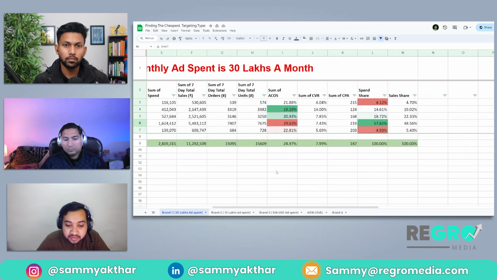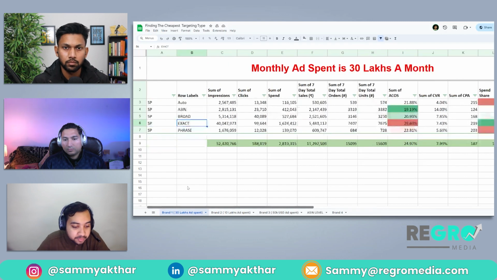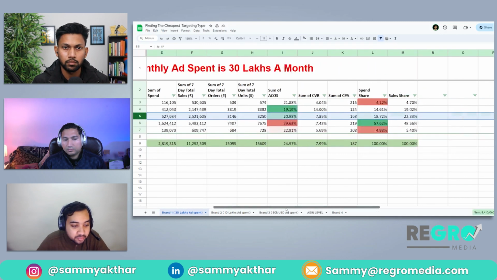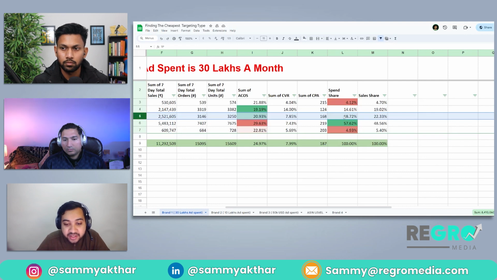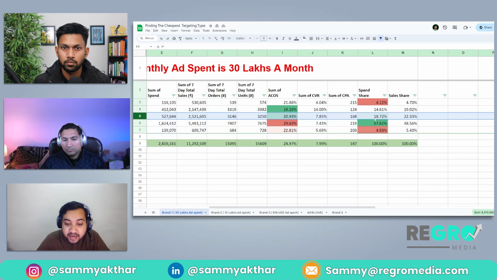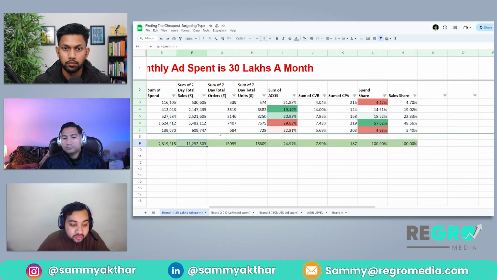Just look at the sales share and spend share of the broad and phrase. In row number 5 we have broad. 18% is the spend share, 22% is the sales share. The ACOS is 20% in the broad match type. There's straight away a 9% difference. Just imagine if we had been spending around 30 to 35% of our budget in the broad match type at this cost, at this conversion rate, at this cost per acquisition. We would be getting so much more sales than what we are doing right now.